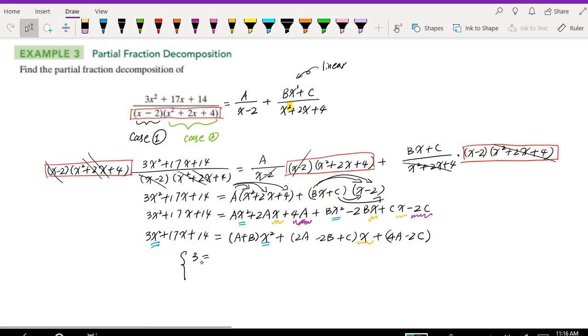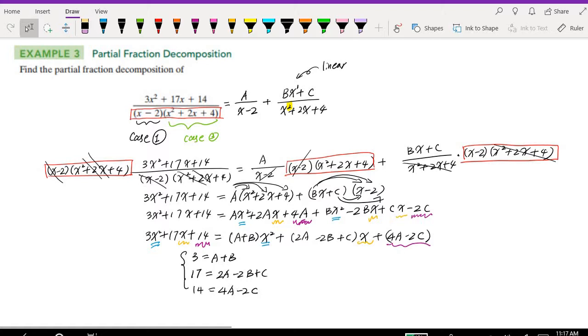3 equal to the coefficient for the left side, which is a plus b. And then we also have our x, the coefficient is 17. That will be equal to the right hand side, that will be 2a minus 2b plus c. We also have the constant, right, is 14. And then we have the constant right here. That will be 14 equal to 4a minus 2c.